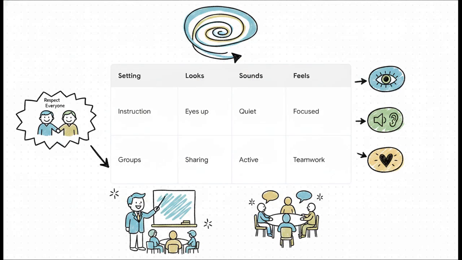And this brilliantly illustrates how we move from abstract concepts into concrete reality. The behavior matrix takes a high-level rule, like respect everyone, and breaks it down by specific settings, like during direct instruction or group work. It explicitly visualizes exact expectations by asking, what does this actually look like, sound like, and feel like? It literally removes all the guesswork for the learners.